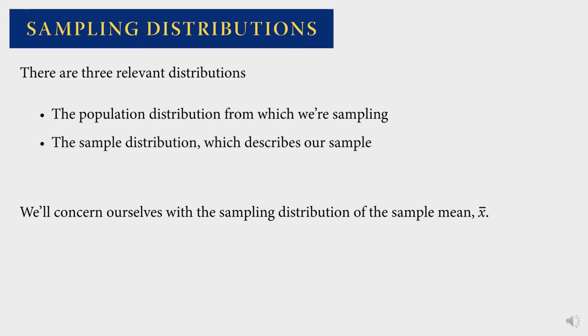The sample distribution describes how our sample is made up. And our hope is that it resembles the population, so that it can tell us something about the population. But we never really know for sure. And this uncertainty is where statistical inference comes in. Our goal will be to make probability statements about all this stuff.